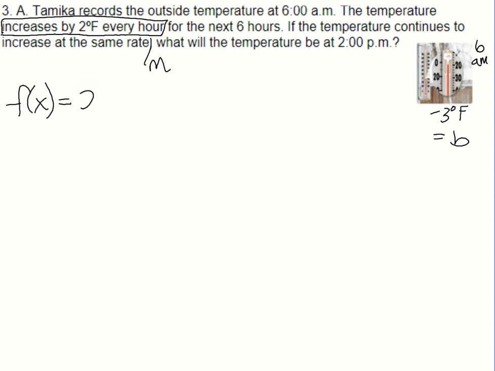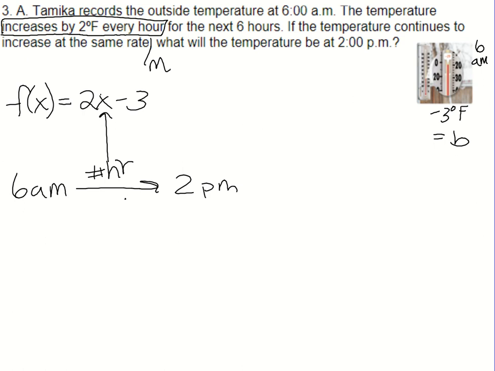So our function would be f of x equals 2x minus 3, because it's already 3 degrees below 0 when we start. Then we have to find out how many hours between 6 a.m. and 2 p.m. If we have 6 a.m. here, we want to get to 2 p.m., we need to know what our x is, the number of hours.